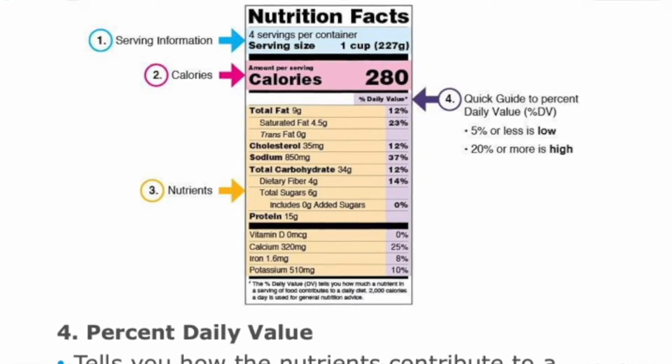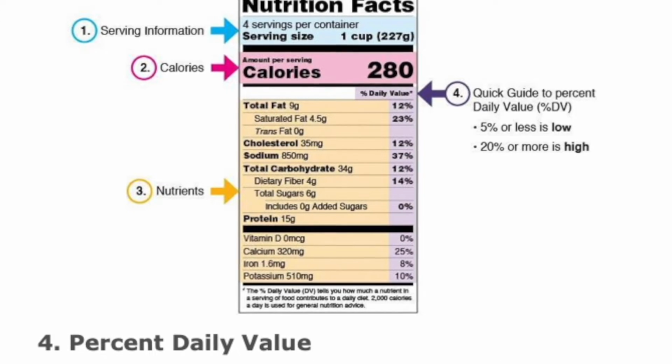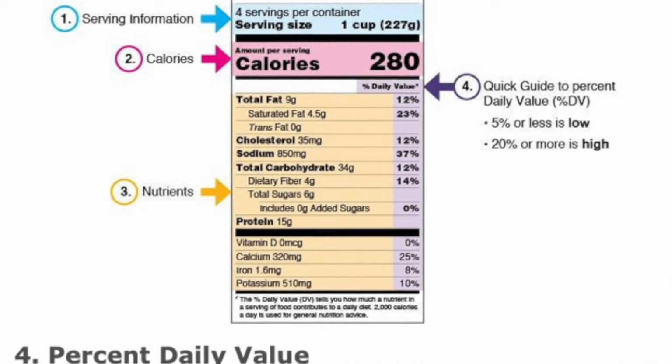The total amount of carbohydrate in this case is 34 grams for every cup. Then we have 4 grams of total fiber and 6 grams of total sugar. The good thing about this product is that it has 0 grams of added sugar. This is good because now we can assume that this particular company, for this particular product, is not adding any extra sugar to the product.